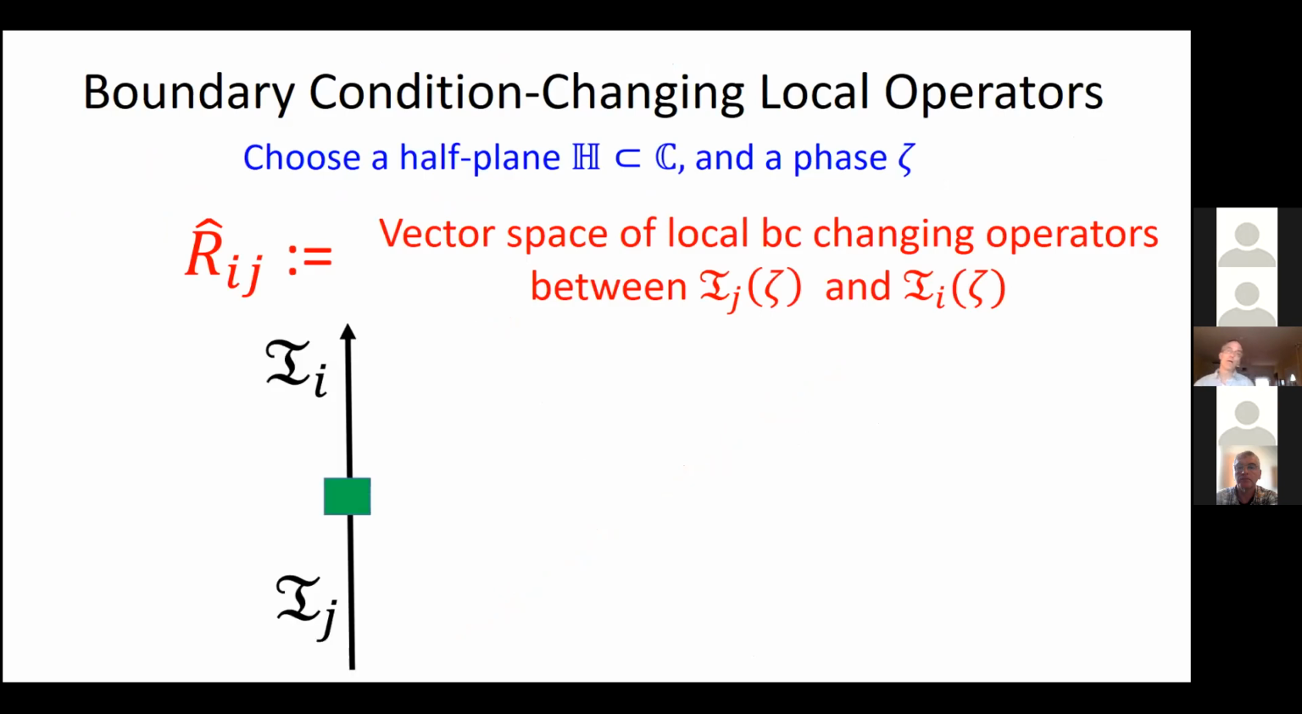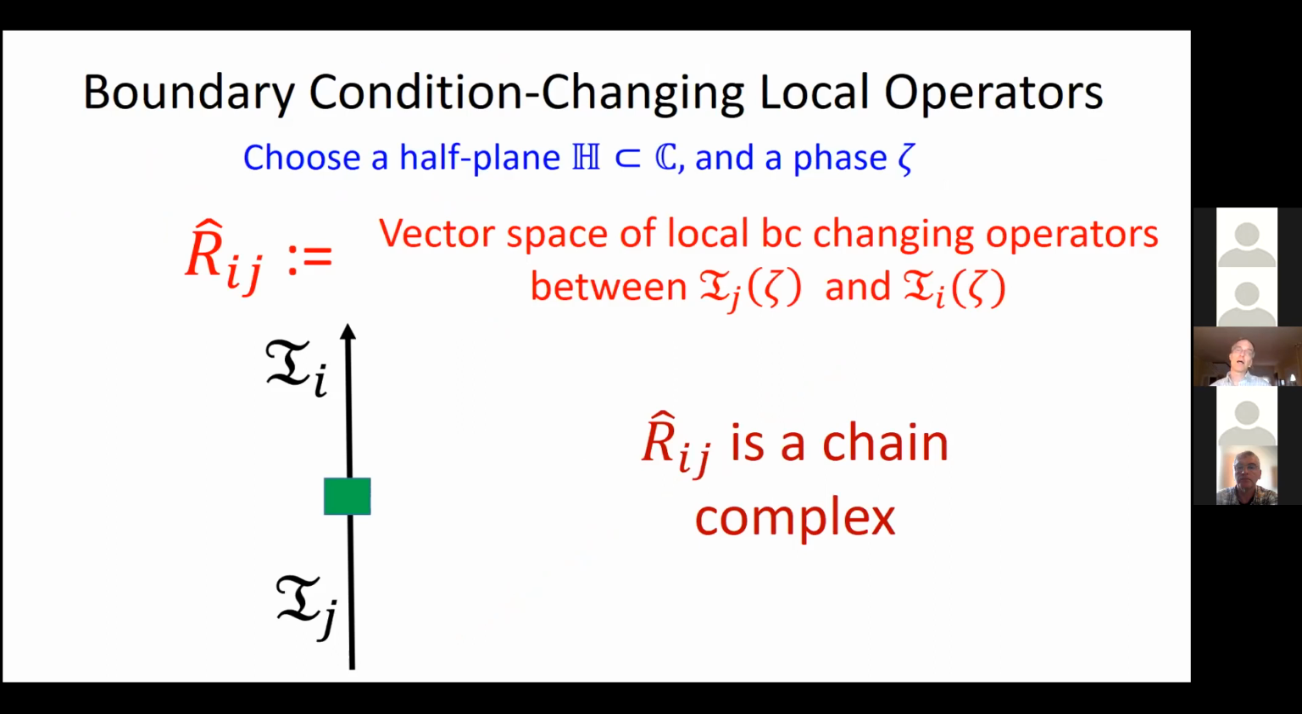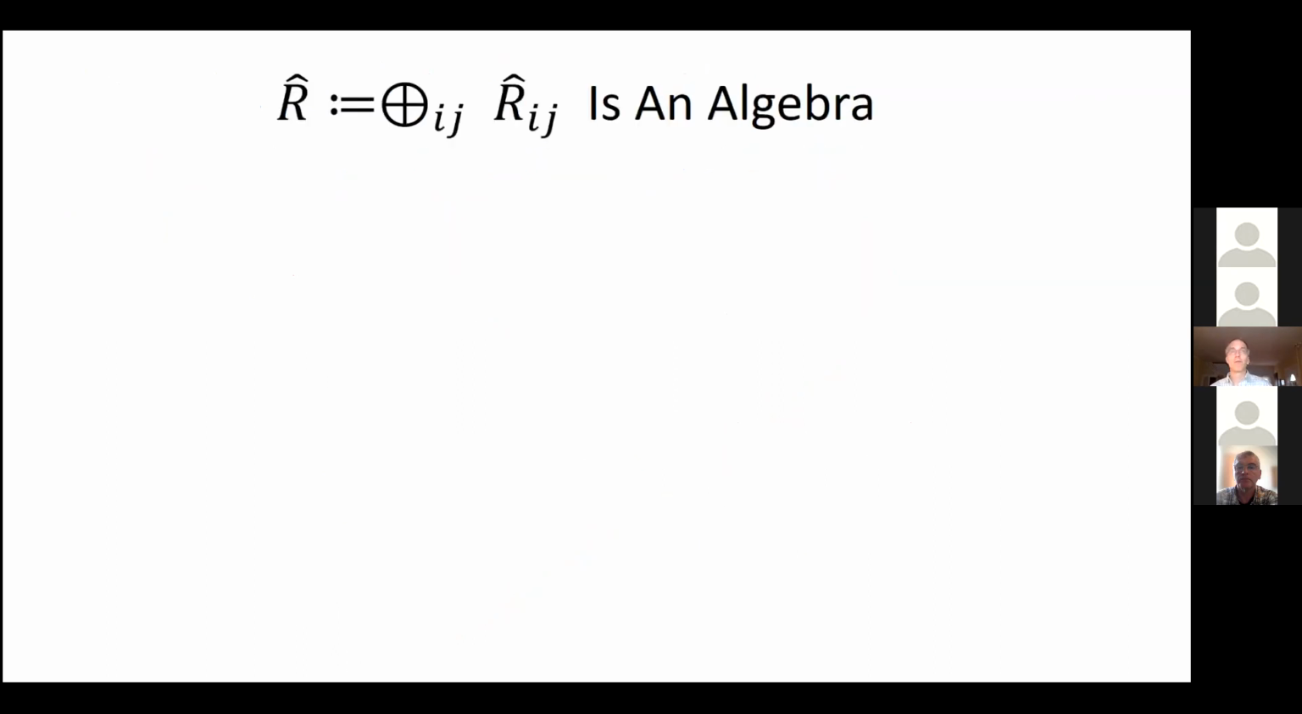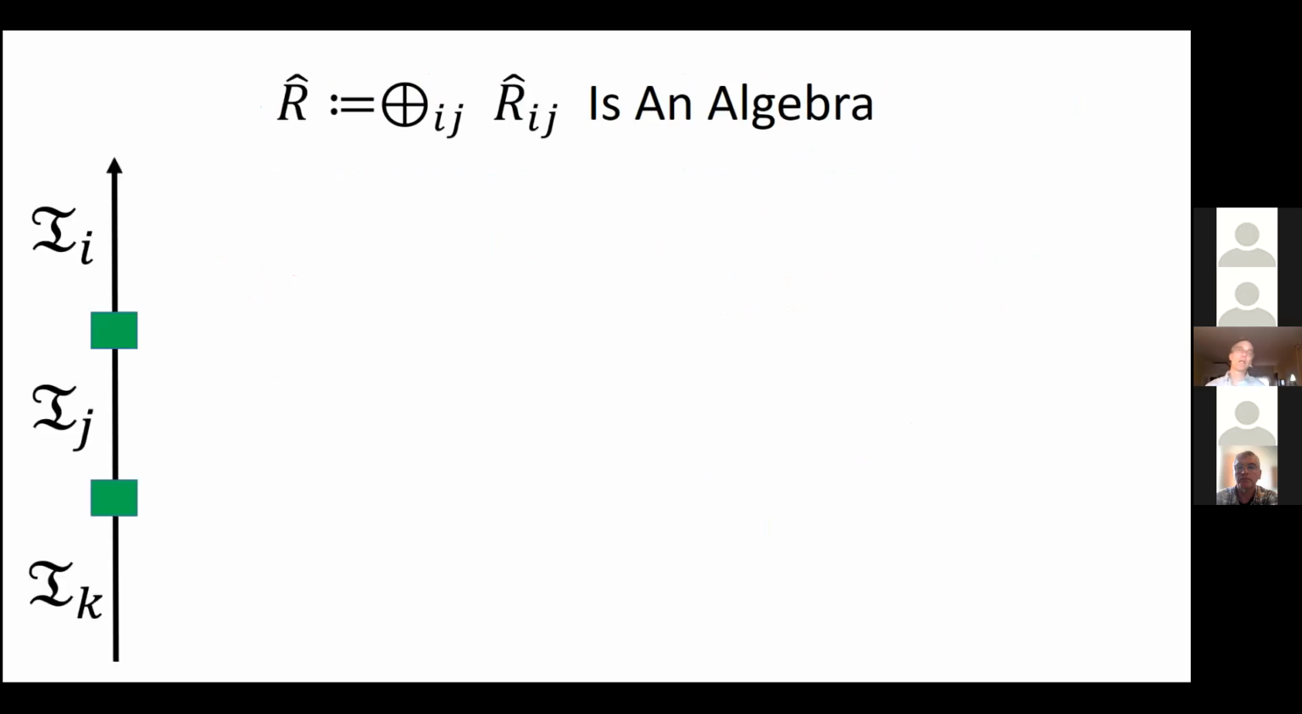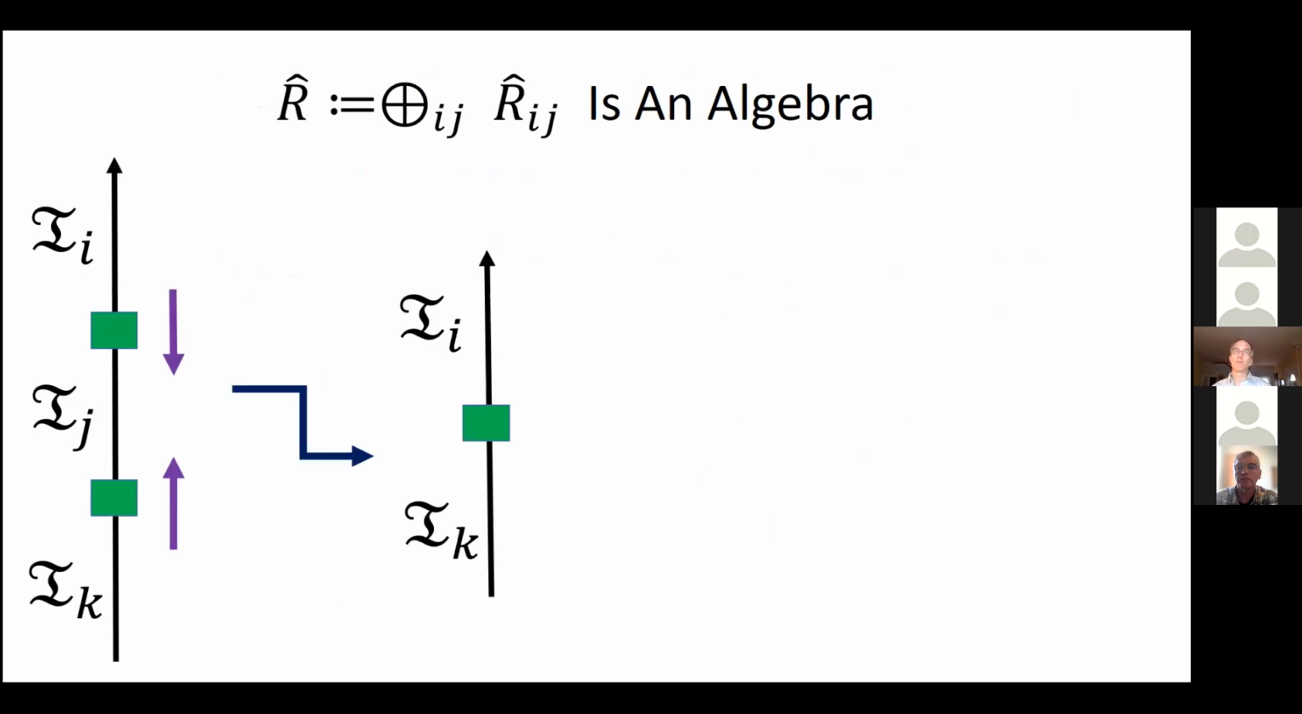And I'll denote a boundary condition changing operator by this kind of green square here. And because there's an unbroken supersymmetry, R hat IJ is a chain complex. But it's much more. If I take the direct sum of all the R hat IJs, I get an algebra. Why is it an algebra? Because I have the operator product expansion. I can collide these operators.